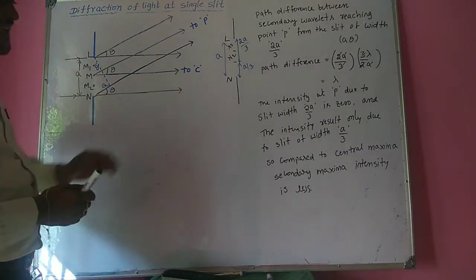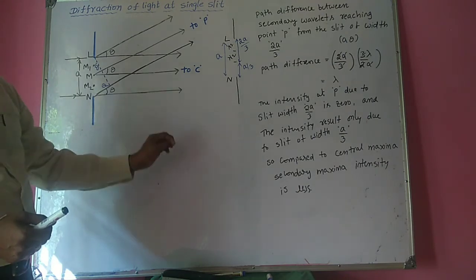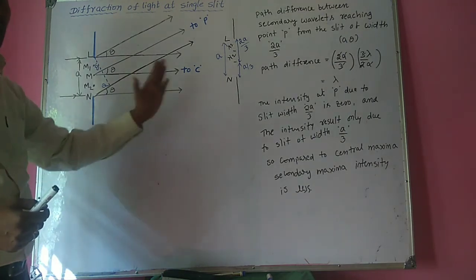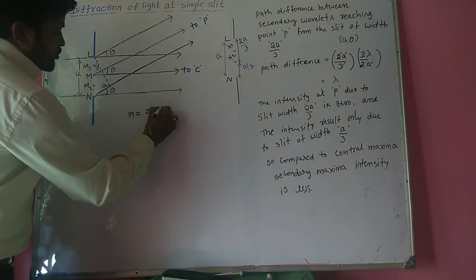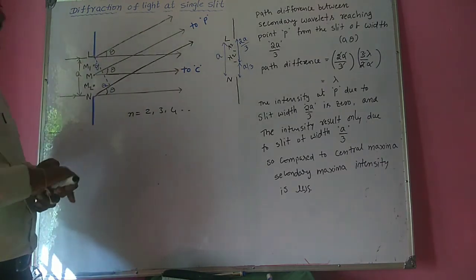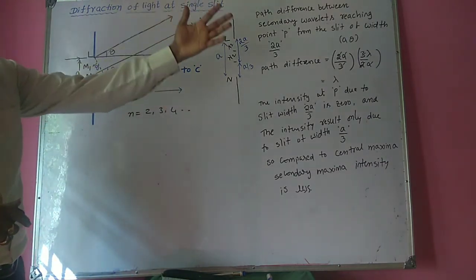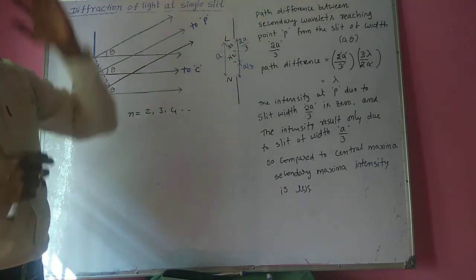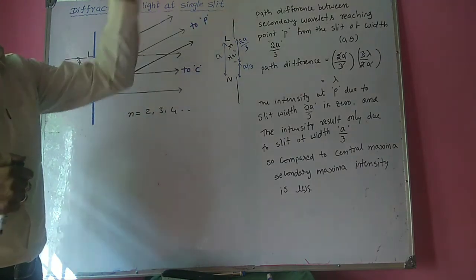So now, as the order increases, we have taken here n is equal to 1. We are getting the secondary maxima after the central maxima. Now as the order increases, when n is equal to 2, 3, 4 and so on, the intensity of those secondary maximas goes on decreasing. As the order increases, the intensity goes on decreasing.